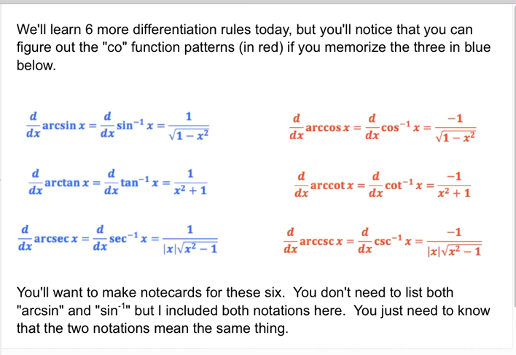But you'll notice that you can figure out the co-functions, the stuff that I wrote in red, if you memorize the blue ones. So although it's technically 6 different rules, I think you're going to find that you can memorize these sort of as 3 rules with a little bit of a caveat.